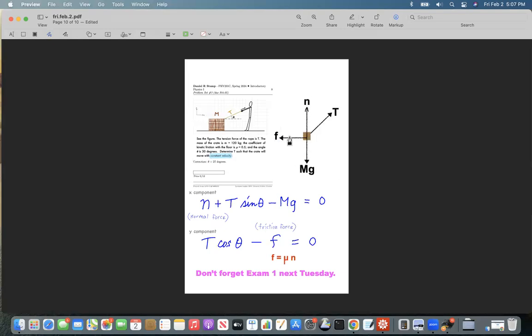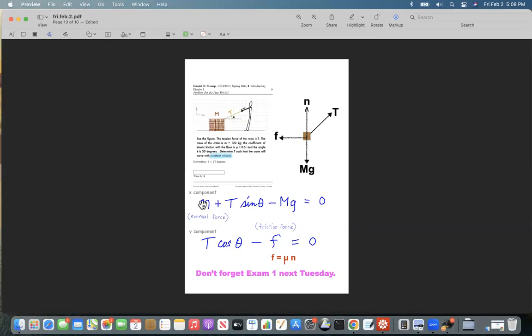Here's the force diagram for the forces acting on the block. Only here it says the crate will move at constant velocity. So I'm pulling it in just the right way so that the crate will move at constant velocity. That is to say, so that the net force on the crate is 0. There are 4 forces acting on the crate, and the net force is 0. So the sum of these 4 vectors is 0.